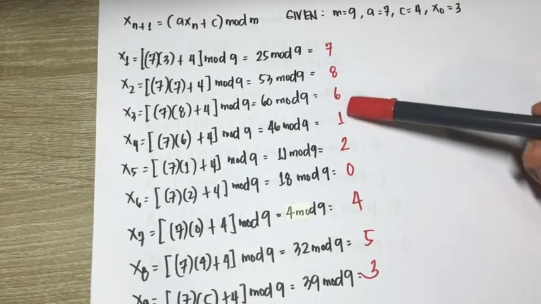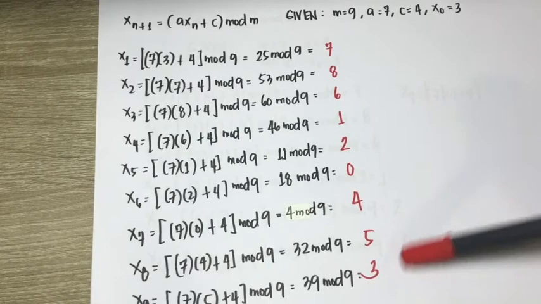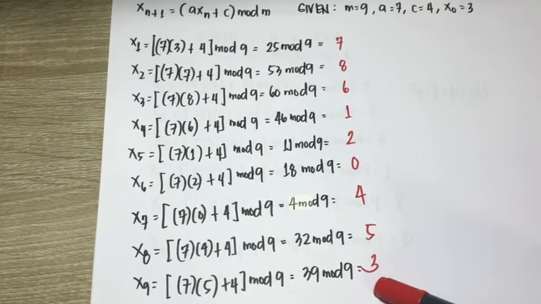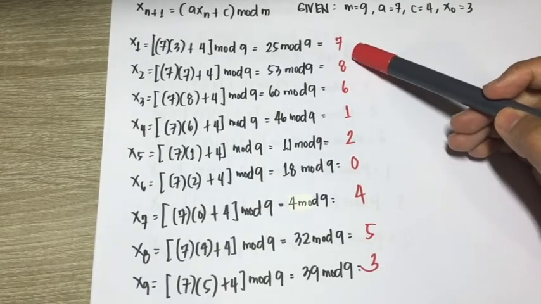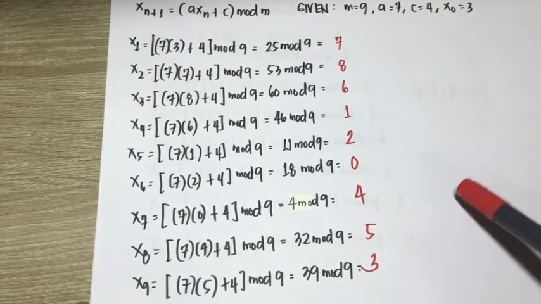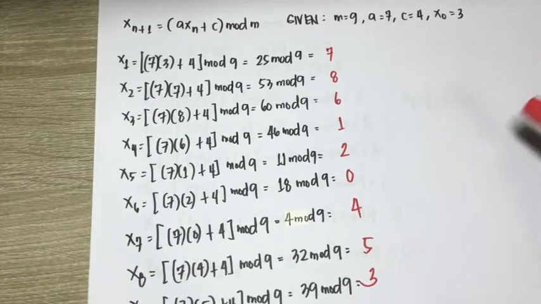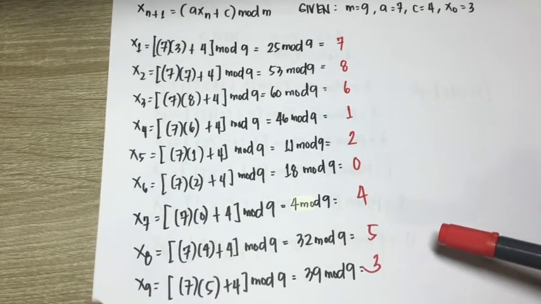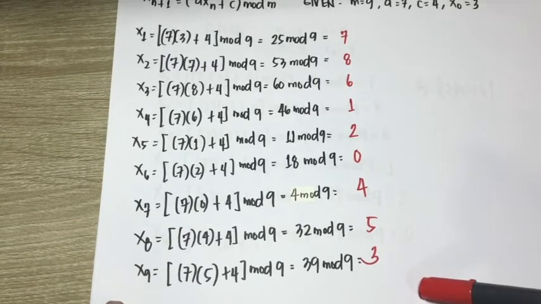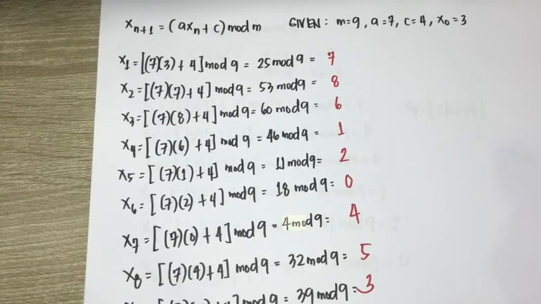We have 7, 8, 6, 1, 2, 0, 4, 5, 3. And as you can see here, this 3 represents our seed. So what will happen is that if you're going to generate x of 10, you're just going to get 7 again. X of 11 will be 8, x of 12 is 6, and so on. That is why this is called a pseudorandom sequence, because it is only random for a certain amount of time, but then again, after a certain number of terms, it will repeat itself. Okay, so that is how you generate a pseudorandom sequence using the modular algorithm.